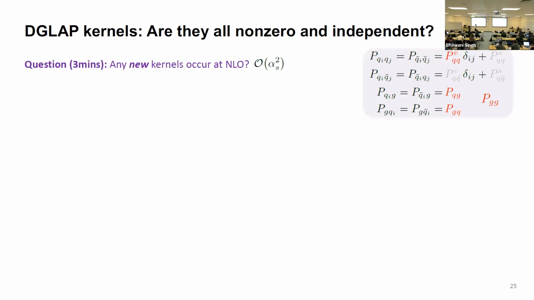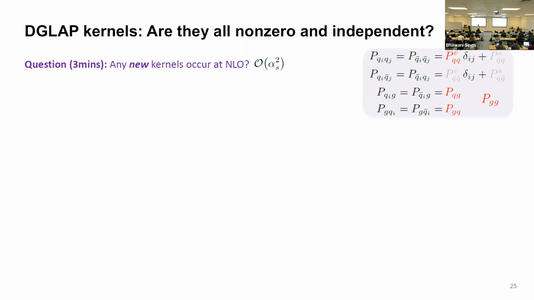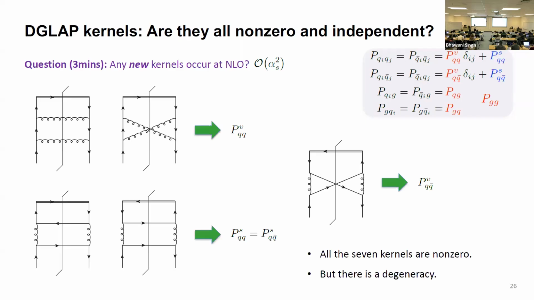Okay, if not, I'm going to show the result. Because we already have the other four splitting kernels at the leading order, of course they stay at next to leading order, but next to leading order corrections are not so important compared to leading order. What we are interested in is whether any new kernels arise at next to leading order, which are 0 at the leading order.